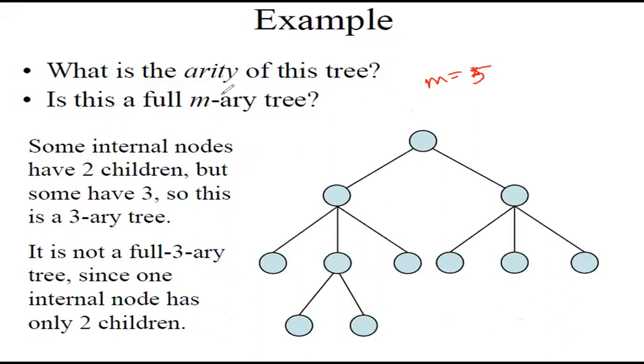Now similarly, over here, what is the arity of this tree? What is the m value? If you notice, some internal nodes have 2 children, but some have 3. So basically, the m value here is equal to 3. And is this a full m-ary tree? No, it is not a full 3-ary tree since one internal node has only 2 children. The root of the tree has 2 children, while all the other nodes have 3 children, and again another node has 2 children. So this is not a full m-ary tree.